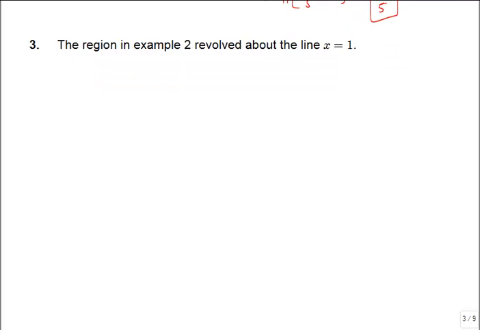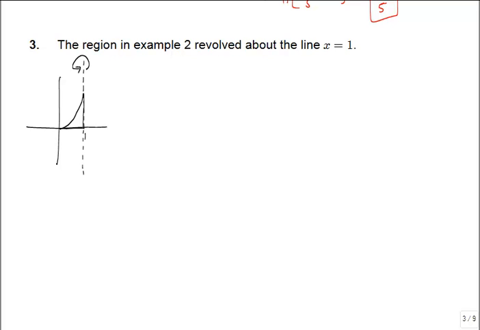Okay? Next example, take the same region as in the last example. So that was the region bounded by x squared, x equals 1, and y equals 0, that little triangular region. And this time we're going to rotate it around the line x equals 1. So x equals 1 is a vertical line, and it's this line right here, and we're going to rotate it around that line. So this time we're not rotating around one of our major axes, the x or the y-axis. This time we're shifting over a little bit. So that's going to make things just a tad bit tougher to do.